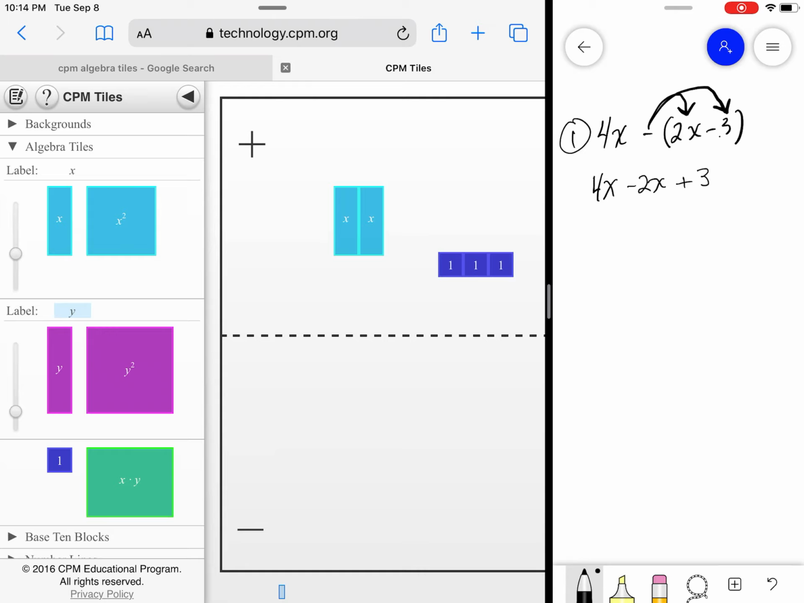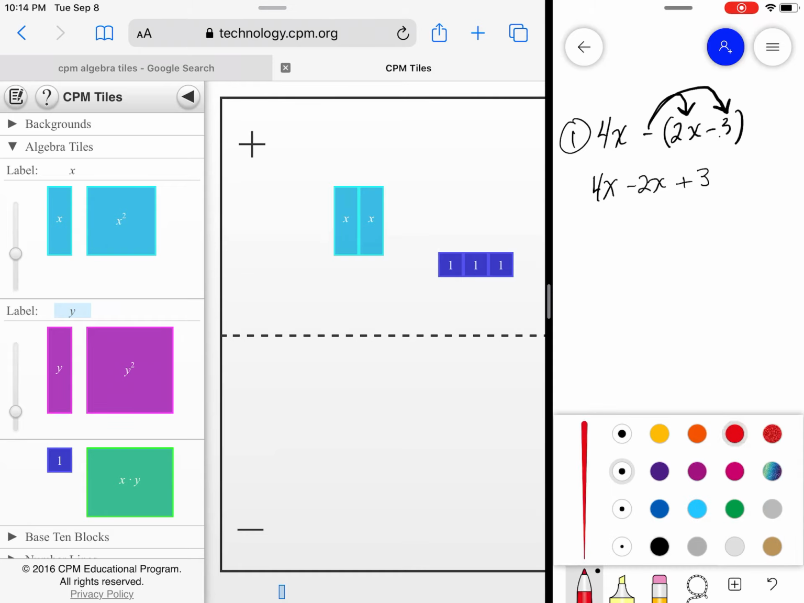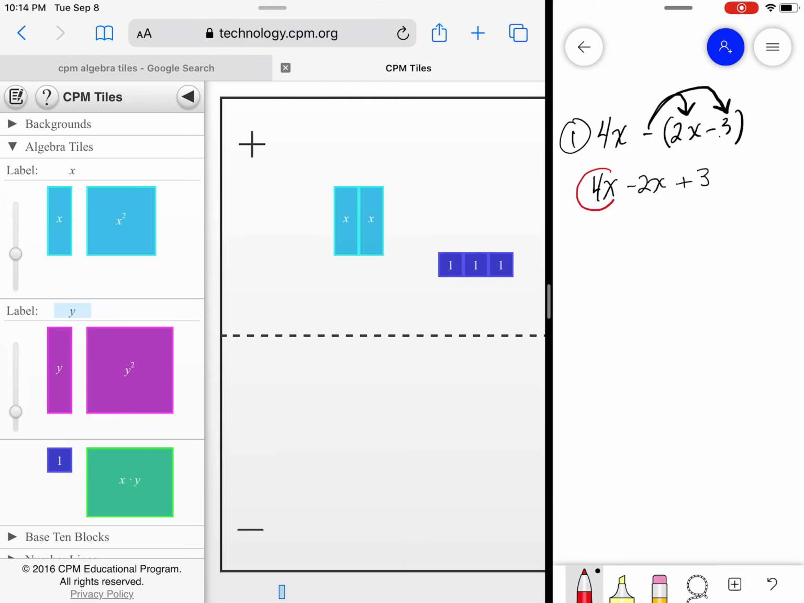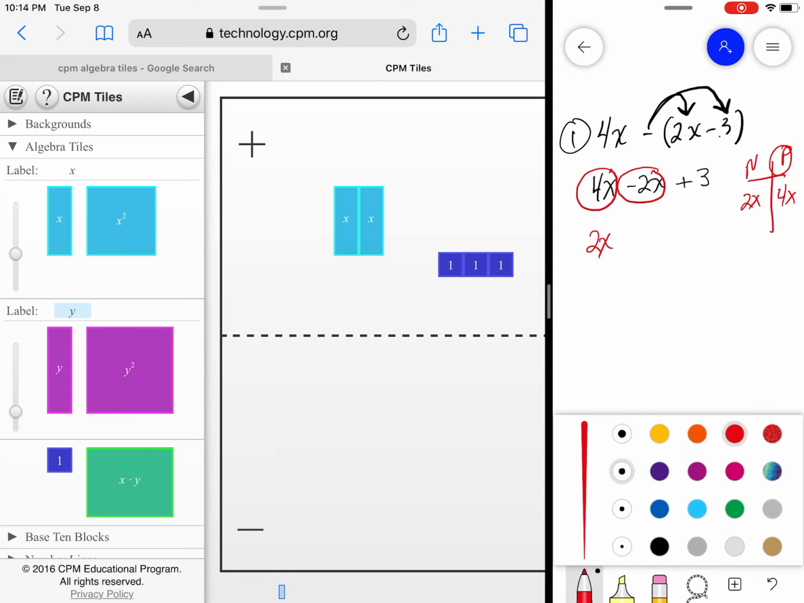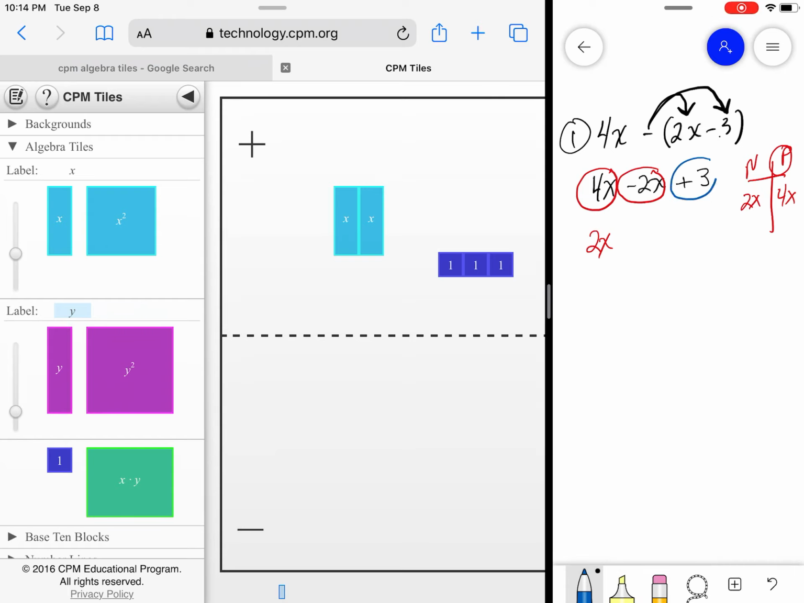Let's look at it over here on the scoreboard. Let's use red. I'm going to circle my x terms, this 4x and a negative 2x, and throw them on the scoreboard. So 4x is positive, 2x is negative, positives win, and they win by 2x's. And then I have the plus 3, that's on its own. And so that matches up with what we have over here.